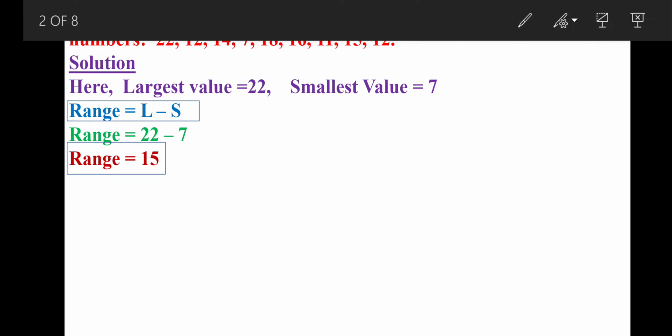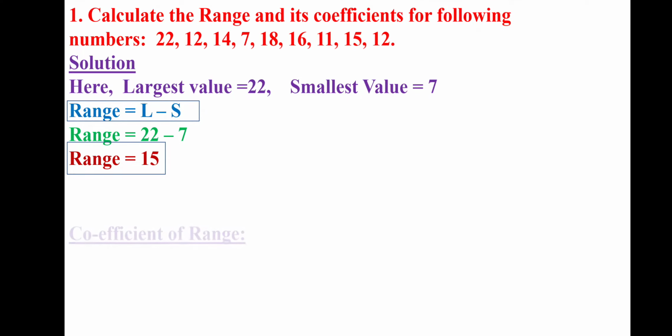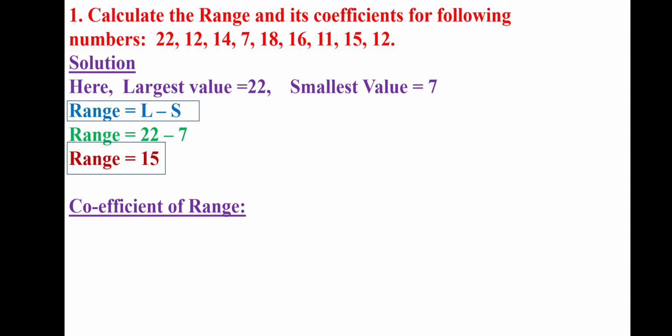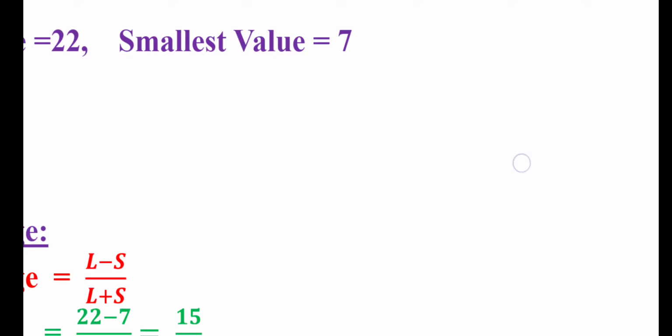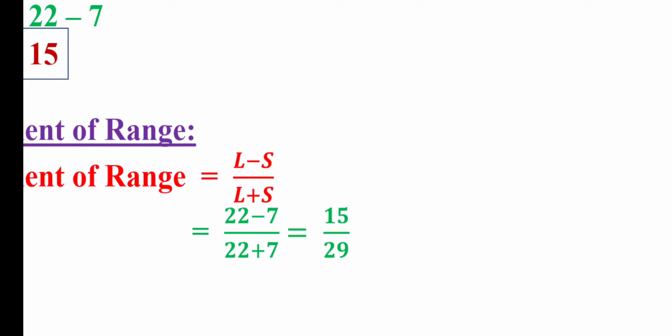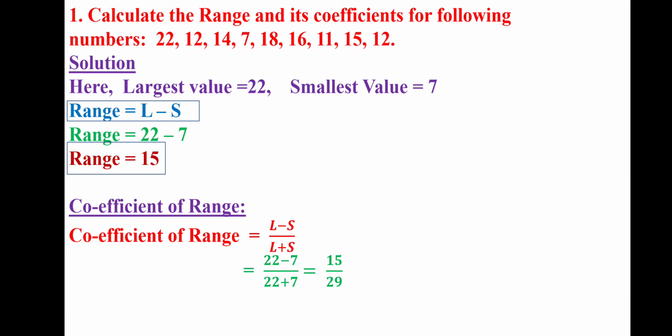Then the coefficient of range will be found. Coefficient of range equals L minus S divided by L plus S. So 22 minus 7 equals 15, 22 plus 7 equals 29. So 15 by 29, the value is 0.517. This is the coefficient of range.